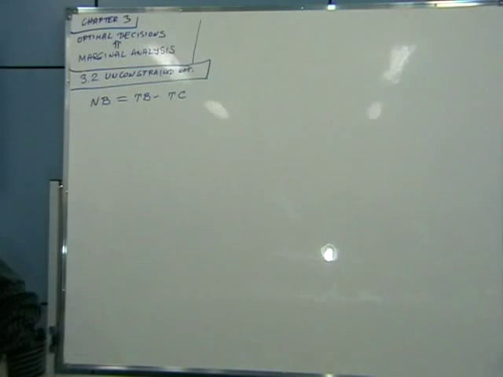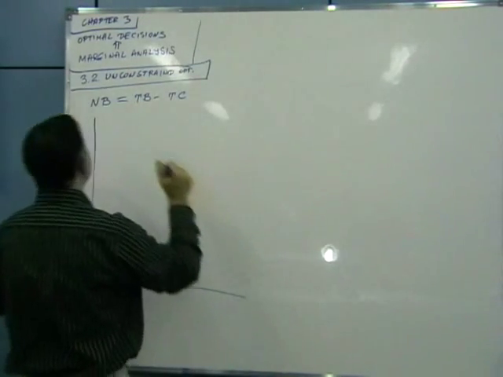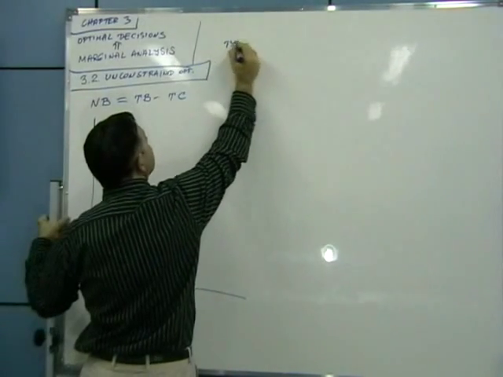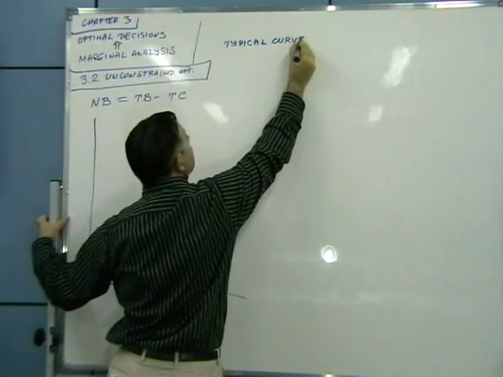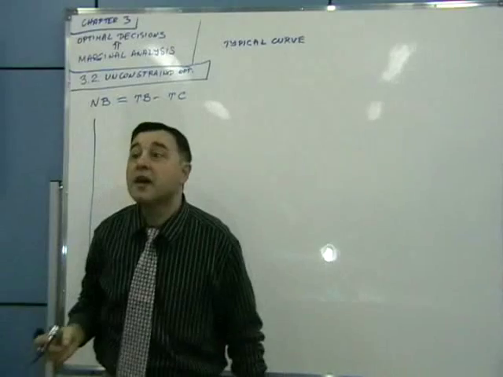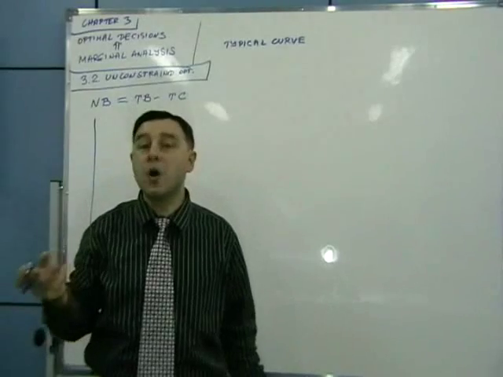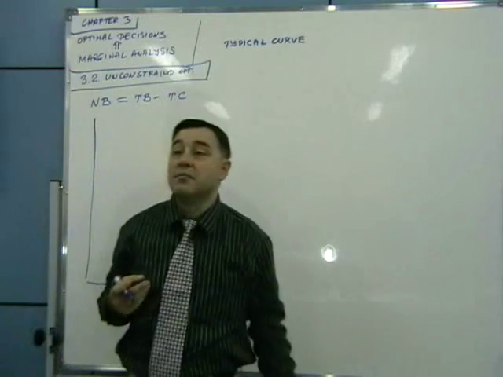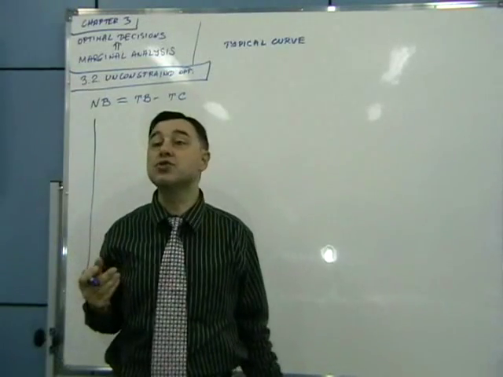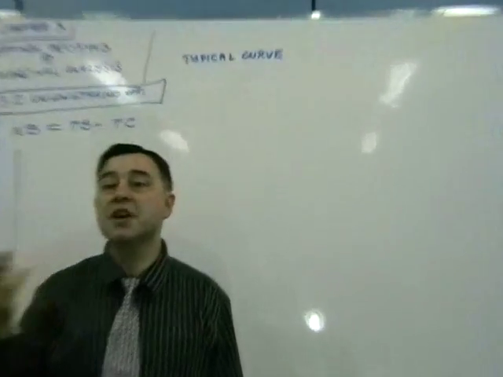So, what do we have here? The next concept is that of a typical curve. Usually, benefits or revenues are represented by curves, and usually costs are represented by curves. Usually, the benefit is revenue, and revenue is simply quantity times price.